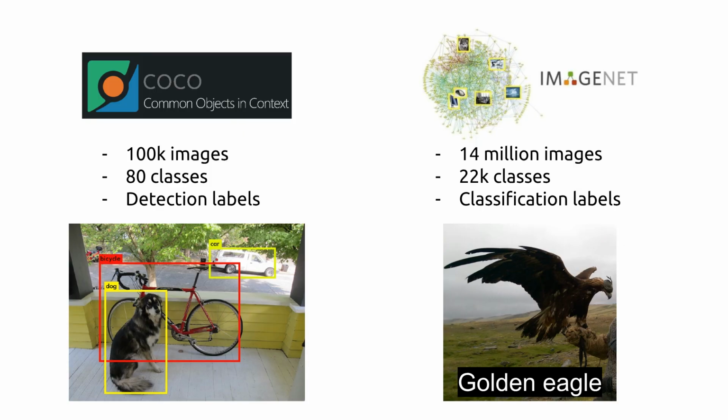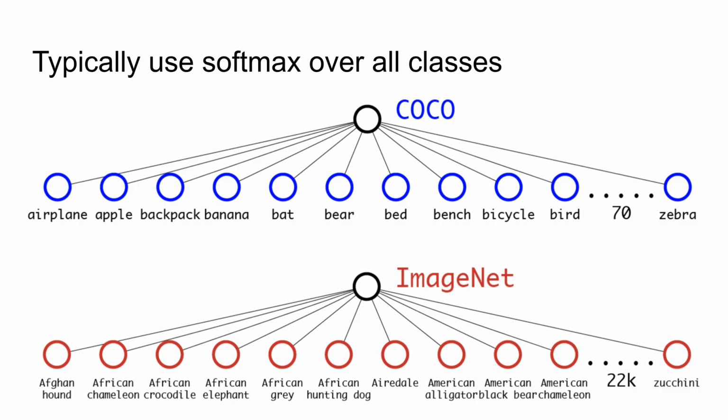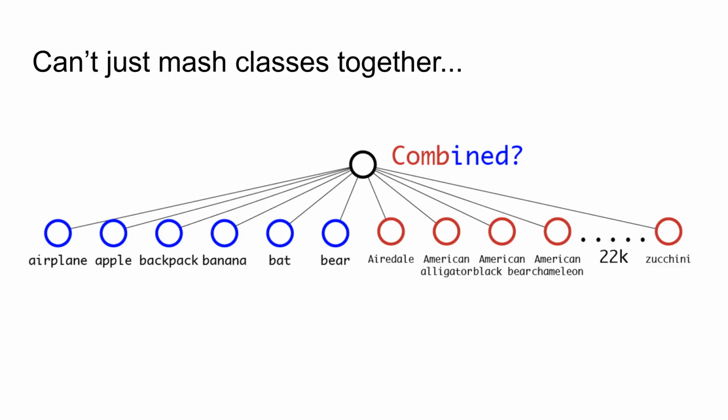Classification models usually employ a softmax function over all classes to predict probabilities. Combining the class labels directly is complicated because detection and classification classes are not mutually exclusive. For example, a dog detection class overlaps with many specific dog classification breeds. The labels have different granularities. Dog is general, while terrier is specific.